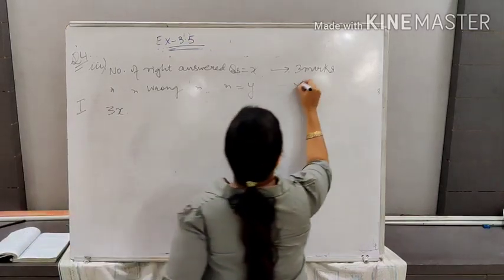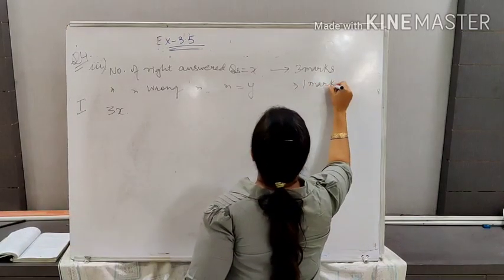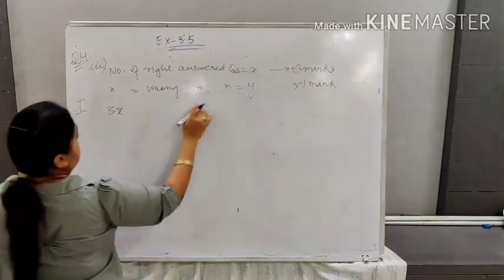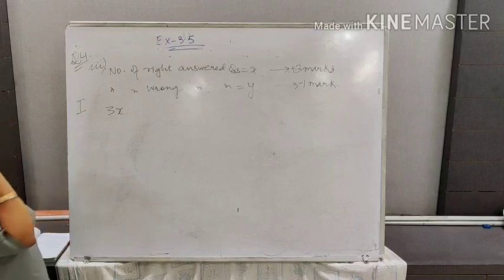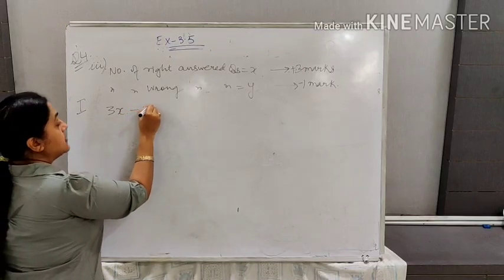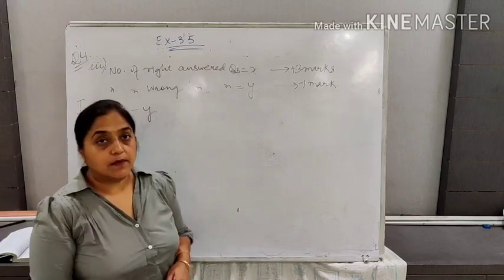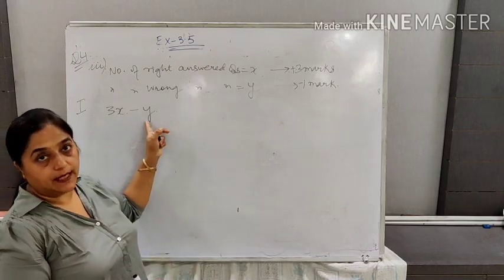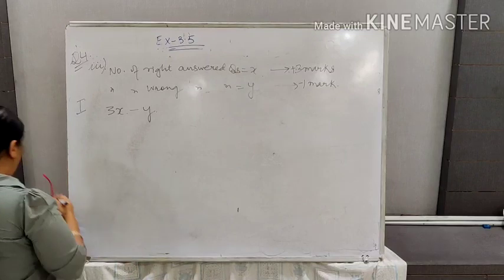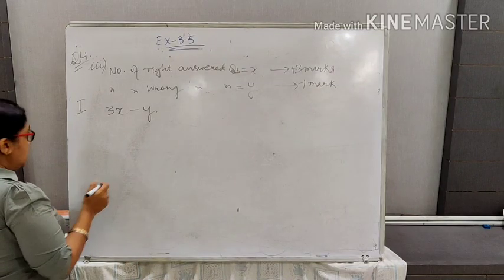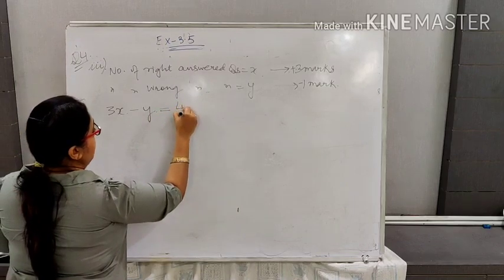Because for each right answer he scored 3 marks, and for each wrong answer he lost 1 mark. That means it is -1, it is +3. So 3x. Now wrong answer y, so it will be -y. Please check it out. He lost the marks. Losing marks means negative, minus will come here. So 3x minus y, and he scored 40 marks in this case.